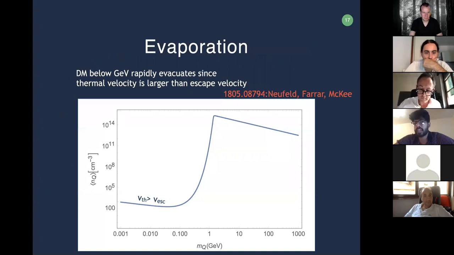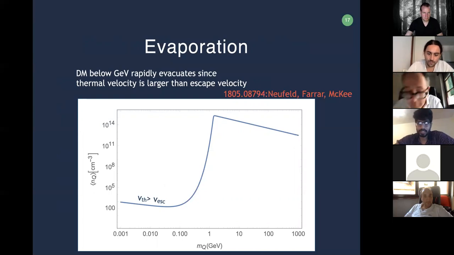The first effect is evaporation. So this was dealt with in this 1805 paper. And they point out that if the dark matter thermal velocity is larger than the escape velocity, then it will just start evaporating from the Earth, right? So you can go ahead and calculate what happens. And what you find is that below a GeV, you do not see these large number densities I predicted in the previous slide. It's only above a GeV that this works because of evaporation.